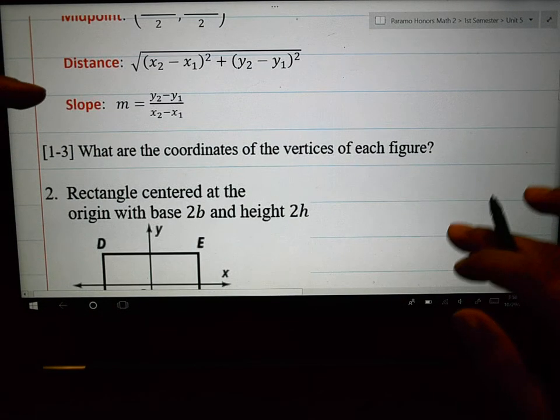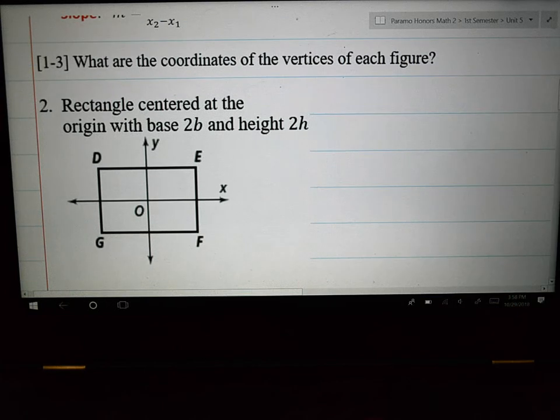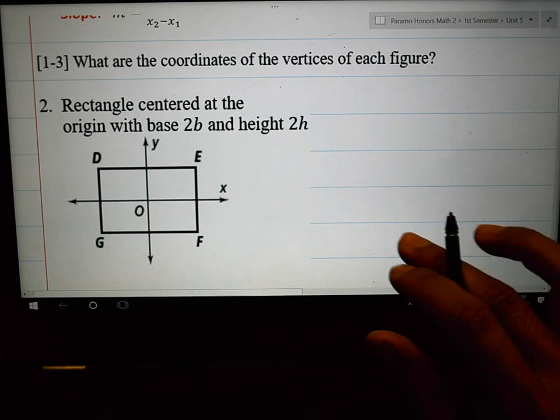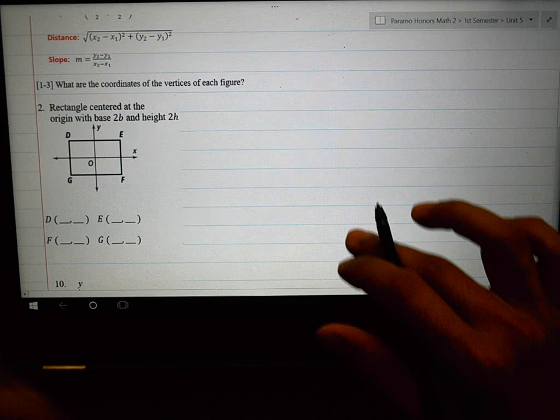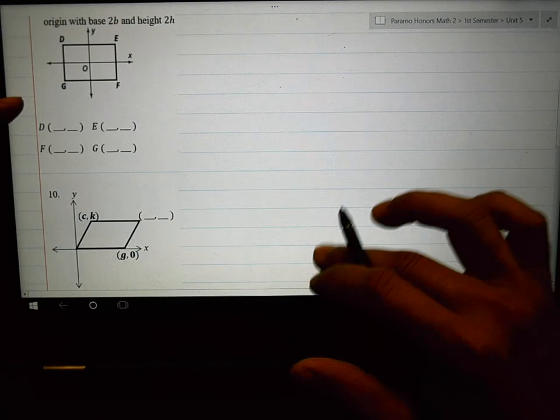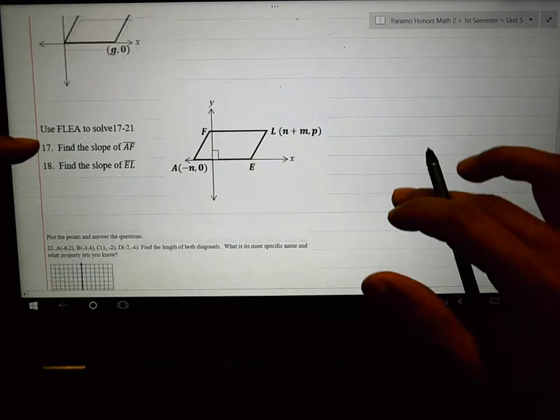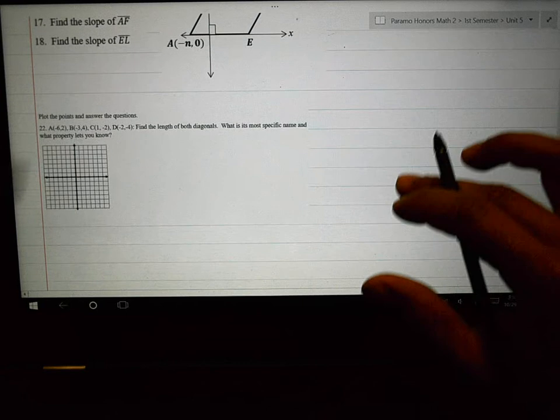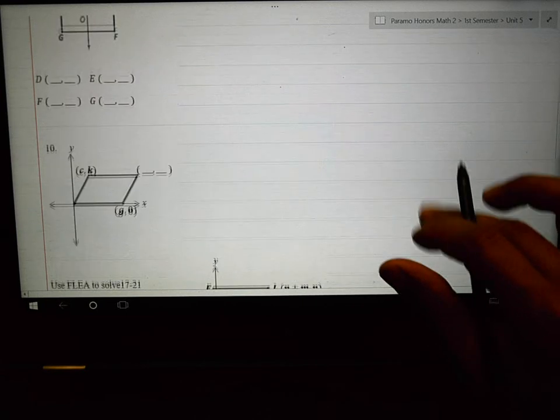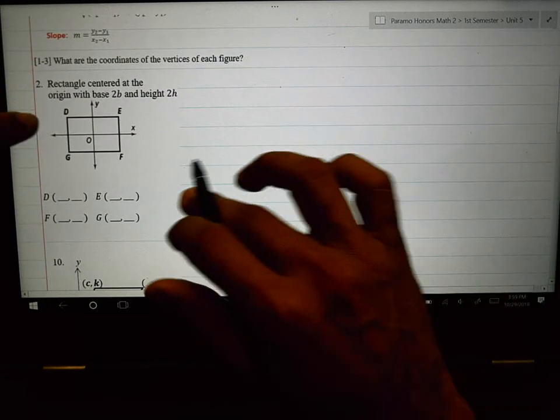I'm hoping that you already have worksheet 5.7-8. If the substitute teacher has not passed that out to you, I hope that you ask the substitute teacher to pause and pass out that worksheet to everybody. So the examples that I have picked out for you that we're going to do together are number 2, number 10, I guess we're doing 17 and 18, and 22. Let's look at number 2.